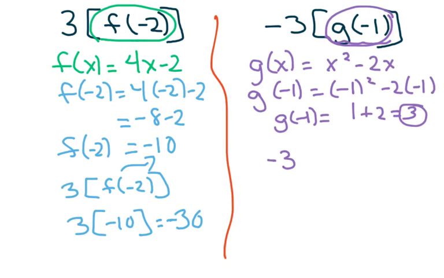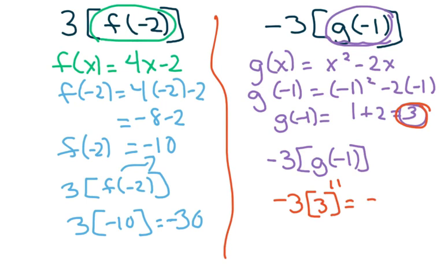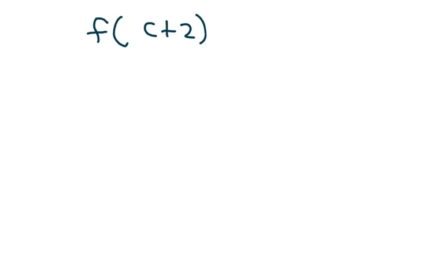So negative 3 times g of negative 1. We know that g of negative 1 equals 3. So I'm going to multiply and substitute 3 for g of negative 1. And that equals negative 9. And very simple, you're just substituting. Now I have a more complicated one.